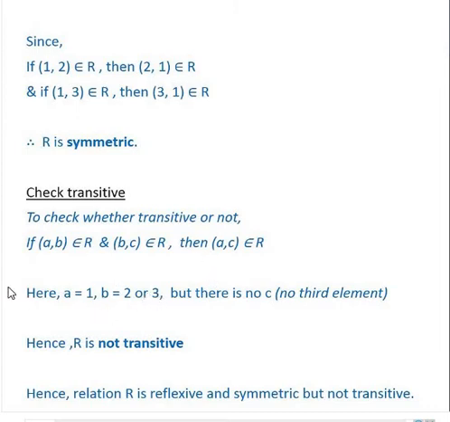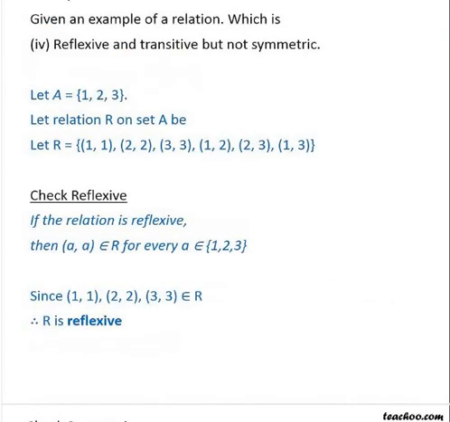So we have already discussed this part, and therefore we can say that here R is not transitive. So let us move on to the next sum. Now give the relation which is reflexive and transitive but not symmetric. So it should be reflexive and transitive but not symmetric.